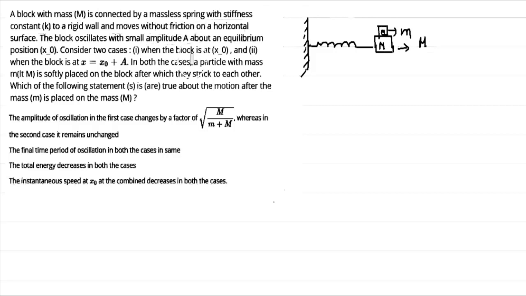So when the block is at zero, or the mean position, or when the block is at x0 plus A, that is the amplitude, in both cases a particle of mass m is softly placed on the block, after which they stick to each other, as I have shown in the diagram here. Which of the following statements are true?